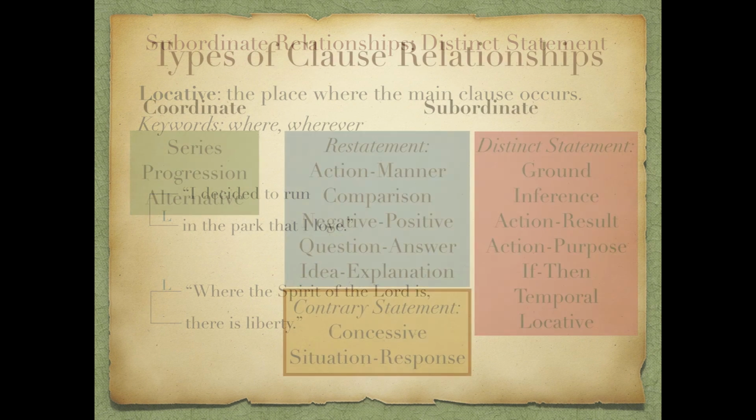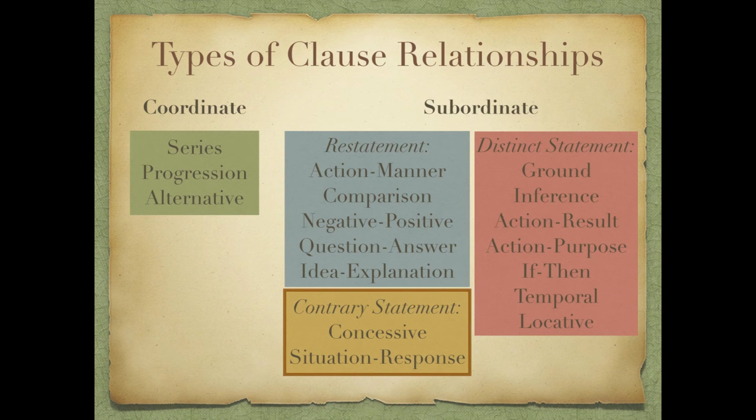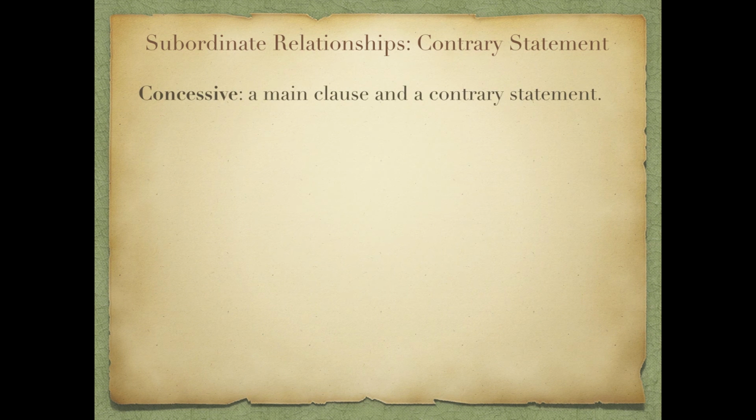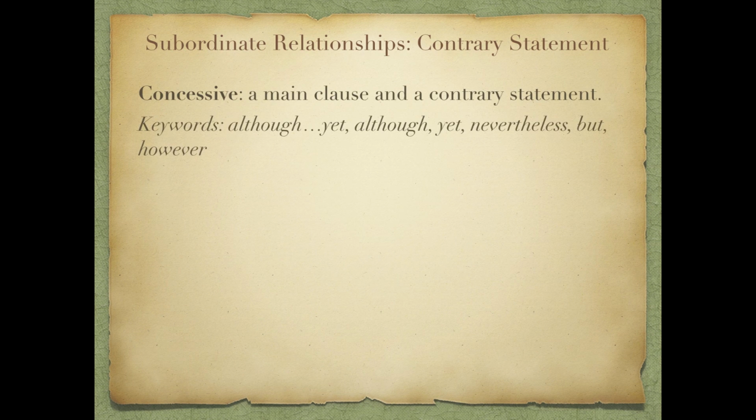Okay. Now we're on to the last type of subordinate relationship, that of contrary statement. The first is concessive. This is a main clause and a contrary statement. Keywords include although, yet, nevertheless, but, or however. One example: I love pickles, although the pickles do not love me. So this is a contrary statement in the second clause to the main idea in the first clause. We're going to write a CSV for concessive.